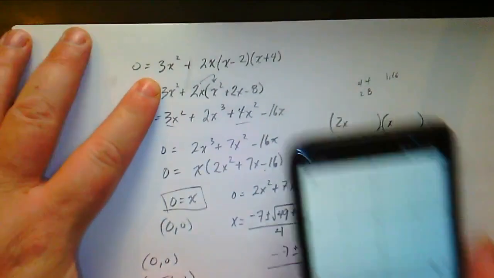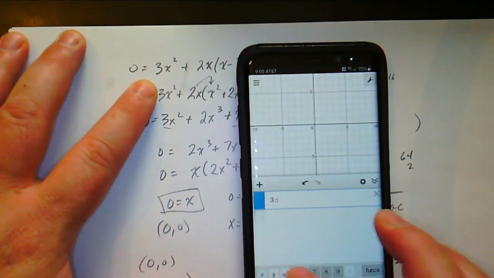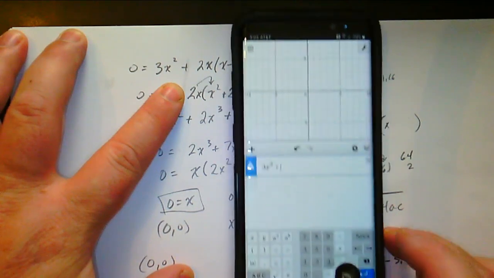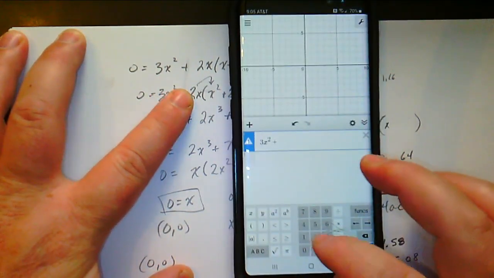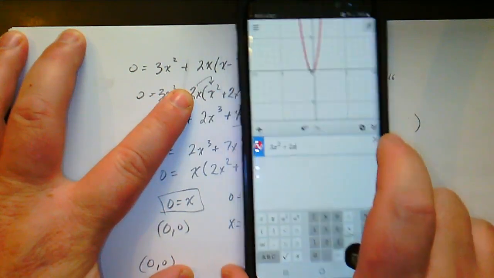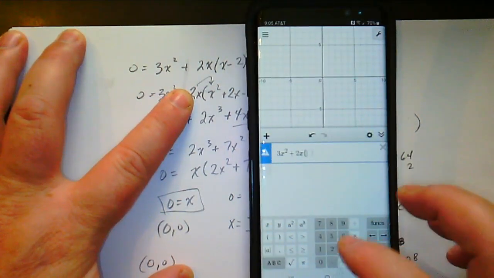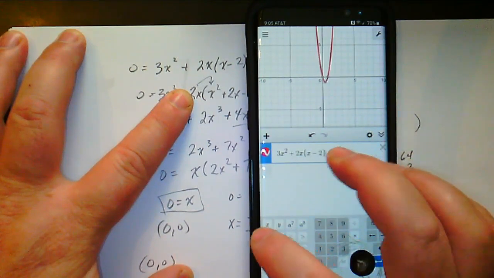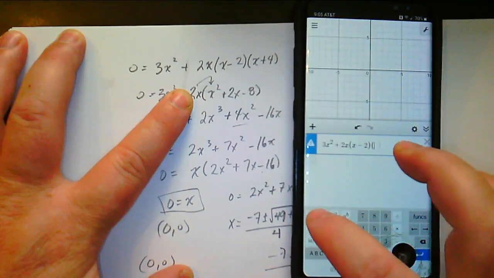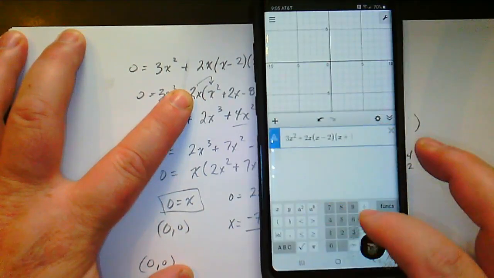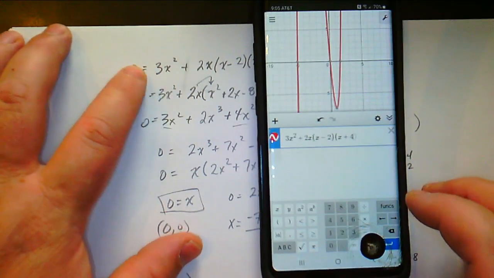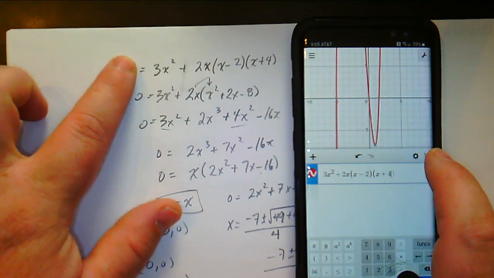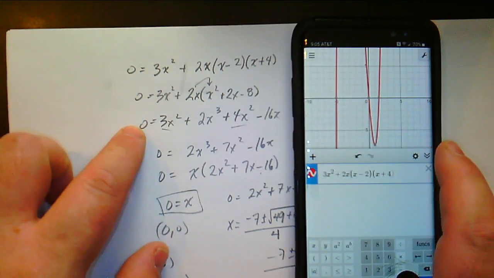Let's graph this, shall we? So 3x squared plus 2x, parentheses, x minus 2, close parentheses, another group, x plus 4. The reason I'm typing in the original, instead of typing in this, is because if I made a mistake changing from here to here, then I might not find it.